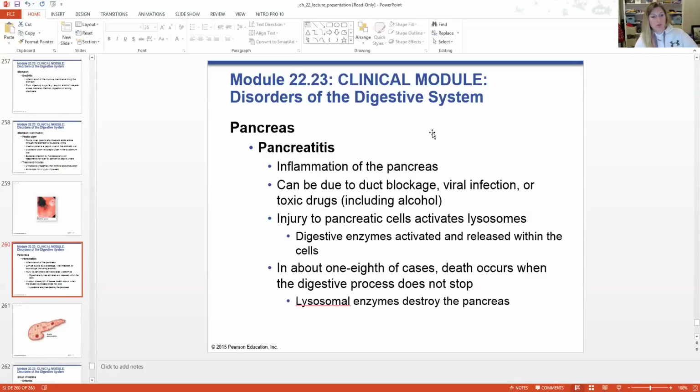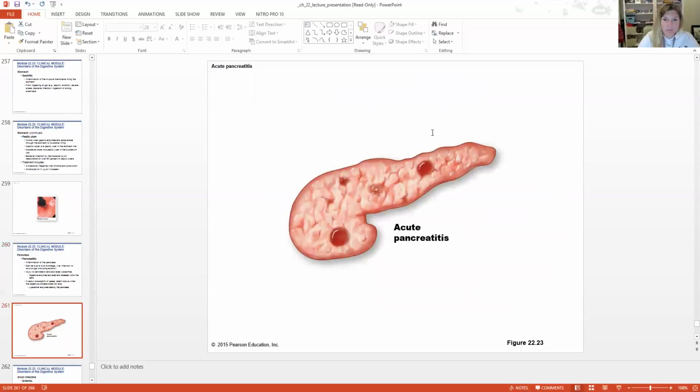Pancreatitis is the inflammation of the pancreas. It can be due to some type of blocked duct, a viral infection, or toxic drugs, including alcohol. If the pancreatic cells are injured, those lysosomes would be activated, and the digestive enzymes can be activated as well and released within those cells to try to kind of treat itself. And in about 1/8 of these cases, death can occur because those digestive enzymes don't stop, and those enzymes literally destroy the pancreas. There is pancreatitis.